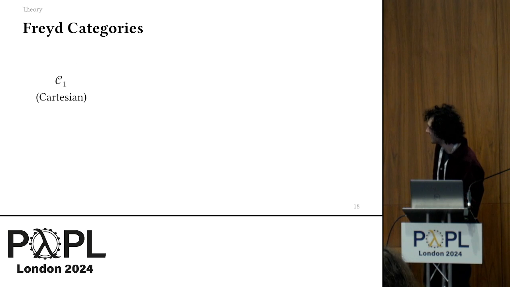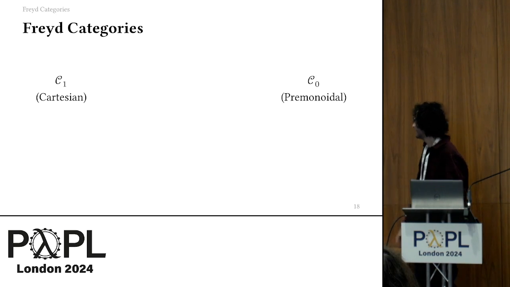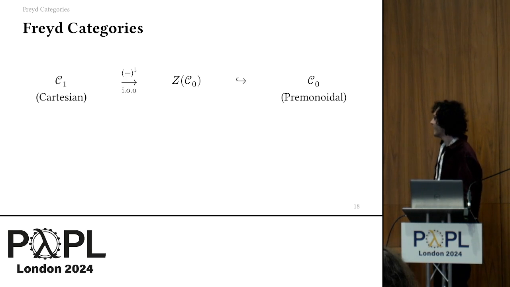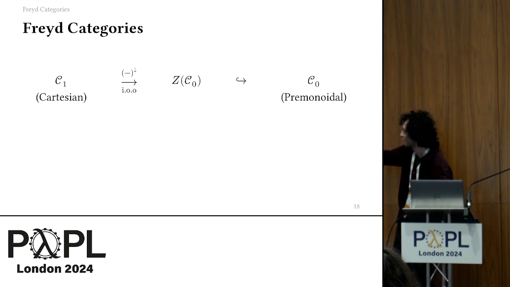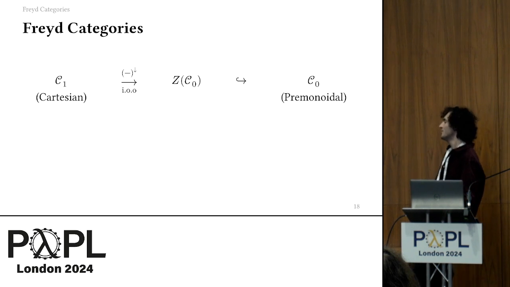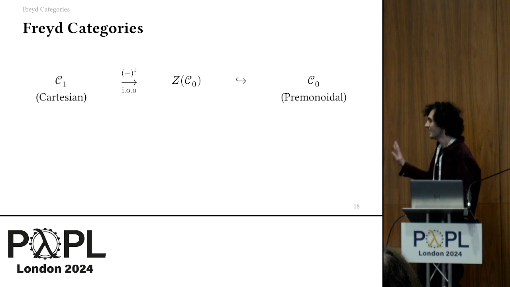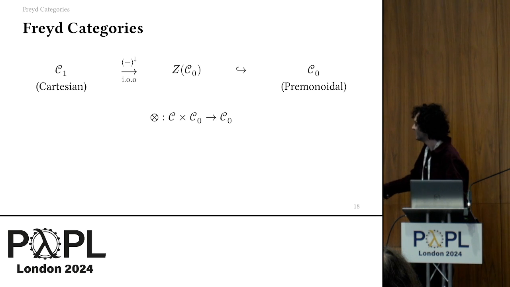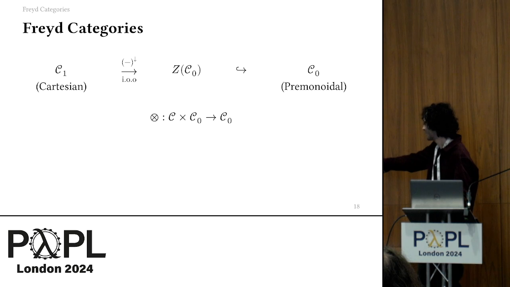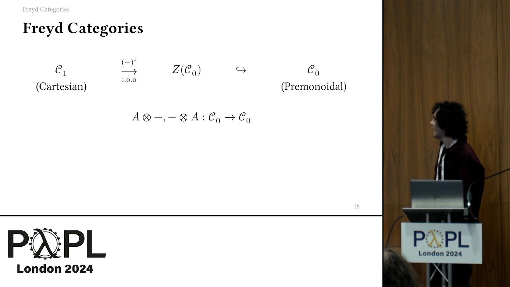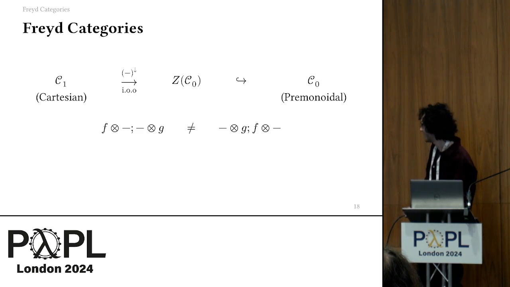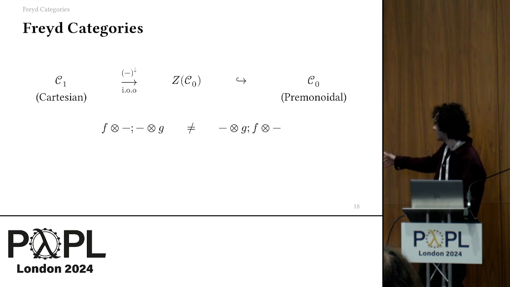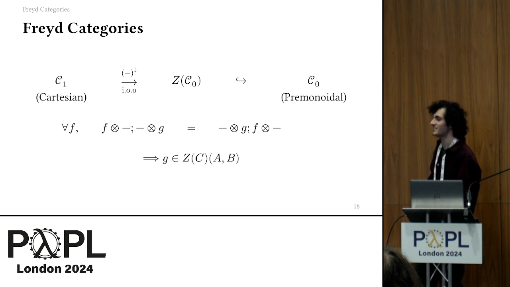So what's a Freyd category again? Well, we get a Cartesian category, a monoidal category, and we've got an identity on object functor from the Cartesian category to the center of the premonoidal category that preserves all premonoidal structure. So what does all that nonsense mean? Well, a premonoidal category is like a monoidal category, except that this tensor, instead of being a bifunctor, is just a regular functor in each parameter. So what does that mean? It means that sliding doesn't hold. And if sliding does hold, then we say the morphism is in the center.